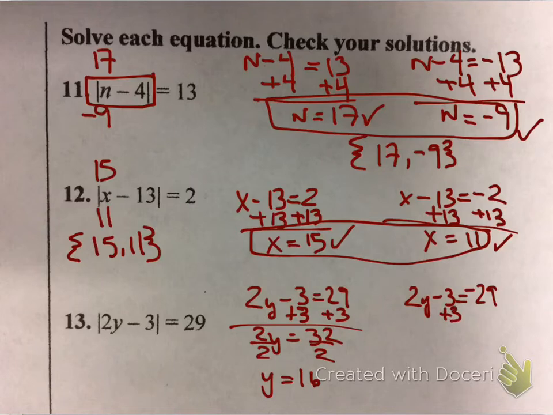Here I add 3 to both sides. Okay, apparently something went wrong with the iPad, but we got it figured out. Okay, anyways. Negative 26. Divide by 2. And you get y is equal to negative 13.